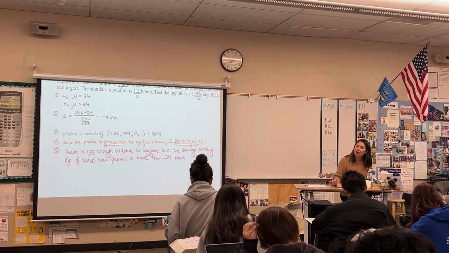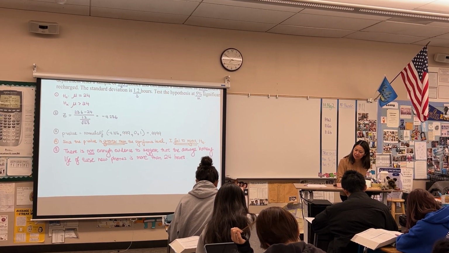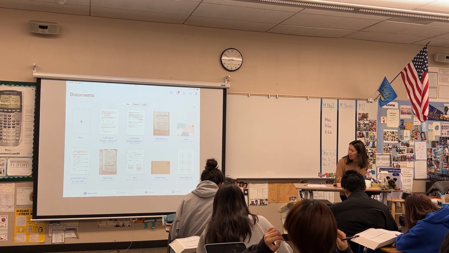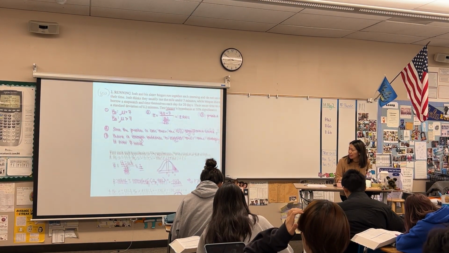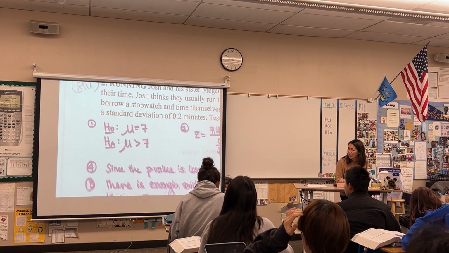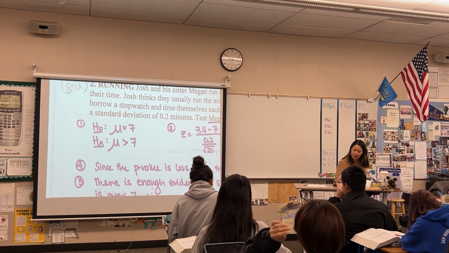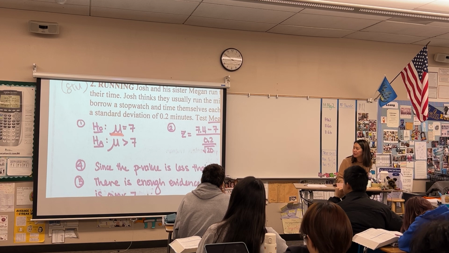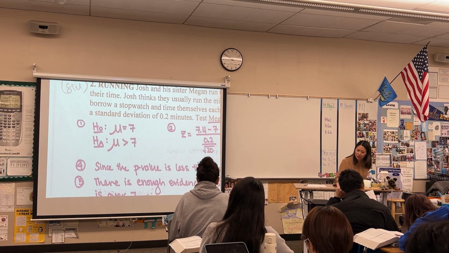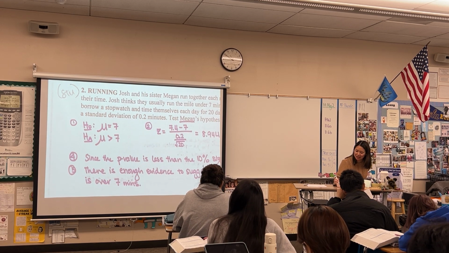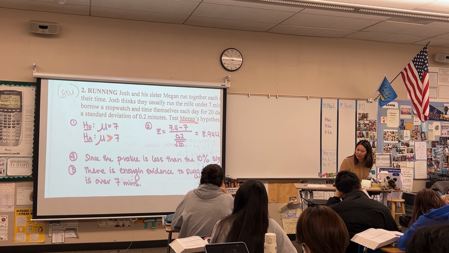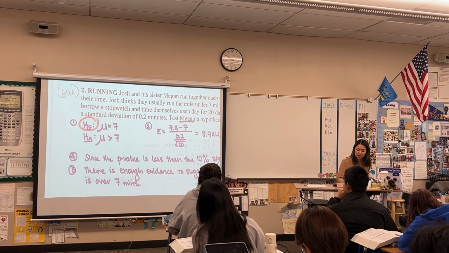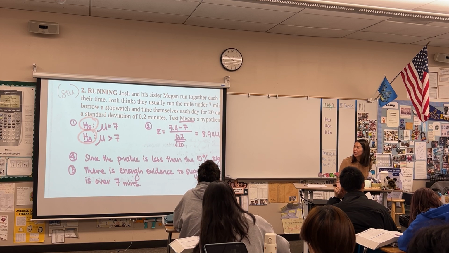Give it a shot. Okay guys, let me go ahead and show you the answers for number 2. Now that you've gotten a shot at it, here it is. Number 1, the null hypothesis is mu is equal to 7. Please do not forget to write that mu there. Alternative, we're testing Megan's hypothesis, so this is going to be greater than 7. Do make sure you label your H0 and your HA clearly.